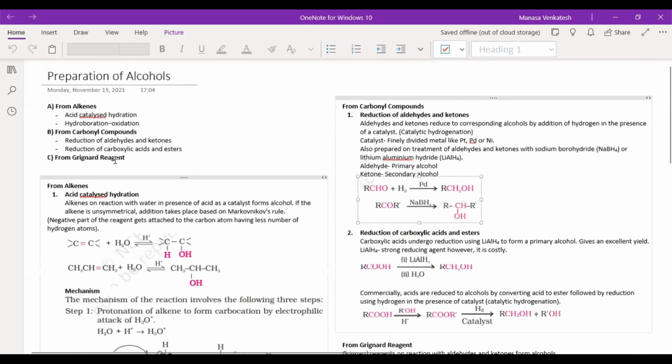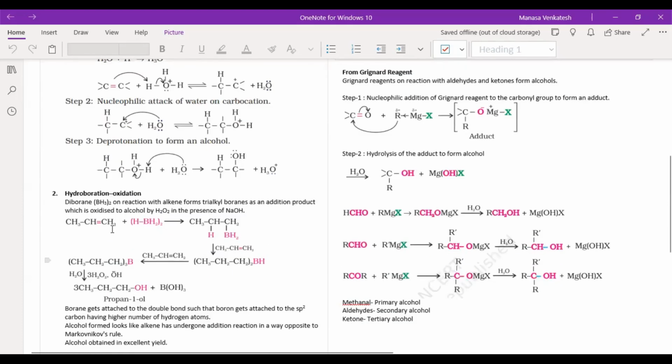So for preparation, first from alkenes, you have alkene undergoing a reaction with water in the presence of acid to give an alcohol.